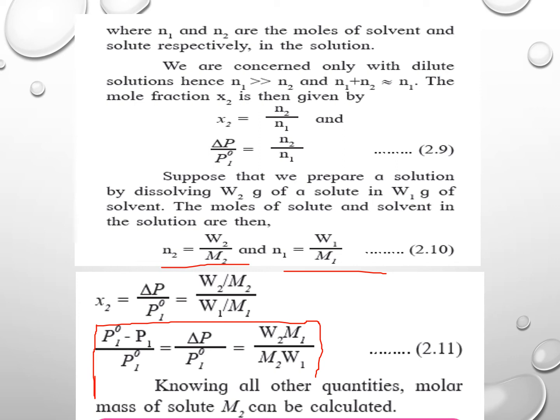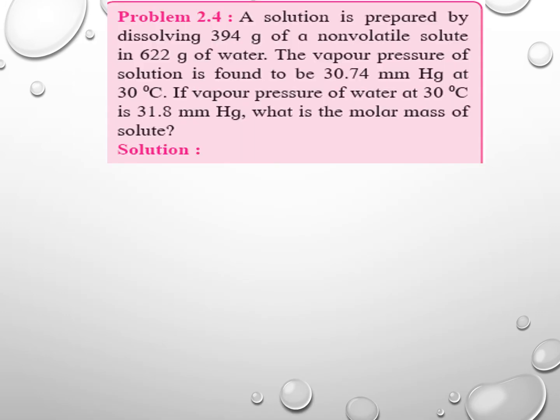Okay, let's move further now. Same formula I just told you. Let's see a numerical based on this. A solution is prepared by dissolving 394 grams of a non-volatile solute. Please remember, it is very important to check that it is non-volatile. The solute is dissolved in 622 grams of water. The vapor pressure of the solution is found to be 30.74 mmHg at 30 degrees centigrade. If the vapor pressure of water at 30 degrees centigrade is 31.8 mmHg, what is the molar mass of the solute?